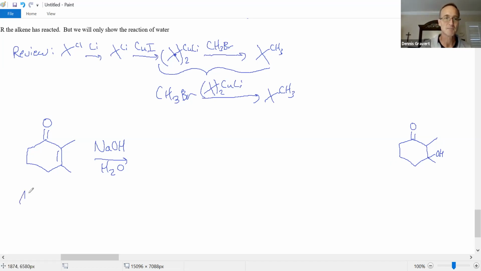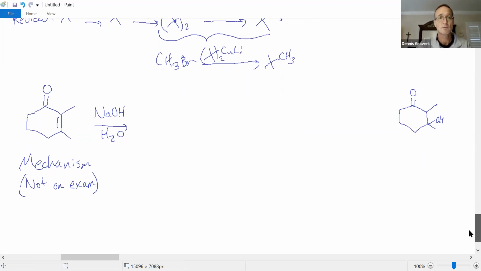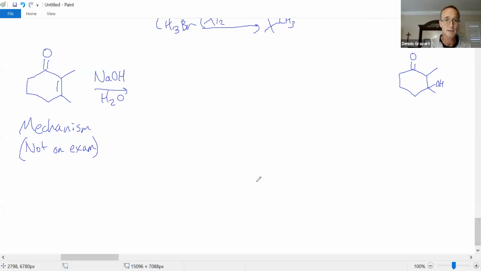Here's the mechanism, and let's make it optional. It's not on the exam, at least not my exam. Okay, so what are we going to do? Normally, let's build off what we already know. So if we take away the conjugation, then the lone pair on the good nucleophile will directly attack the aldehyde or ketone and bump up the pi bond.